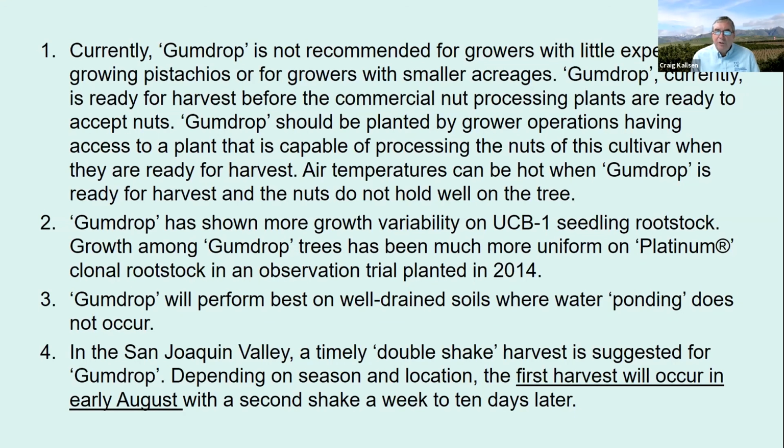Gumdrop will perform best on well-drained soils where water ponding does not occur. It seems to have more trouble with molds. So in the San Joaquin Valley, a timely double shake harvest is suggested for gumdrop. Depending on the season and location, the first harvest will occur in early August with the second shake a week or 10 days later.